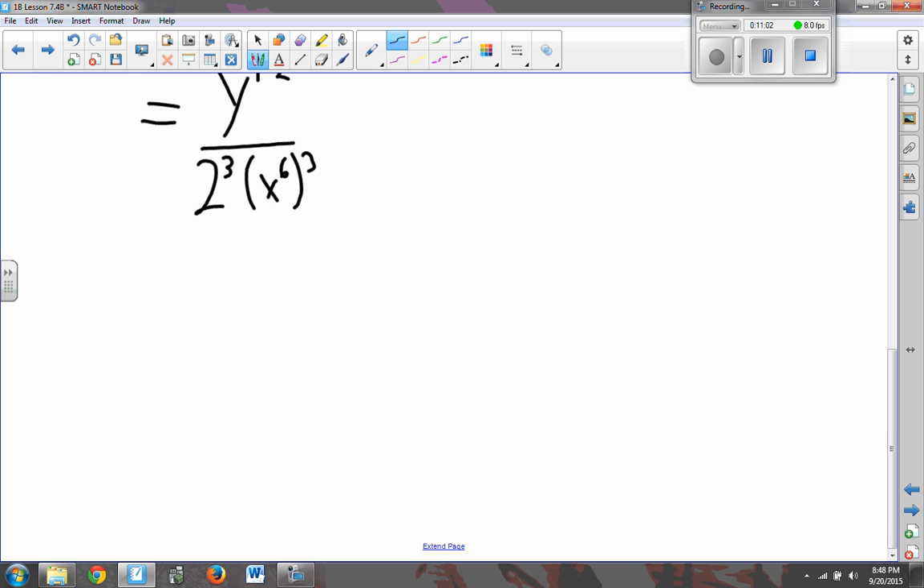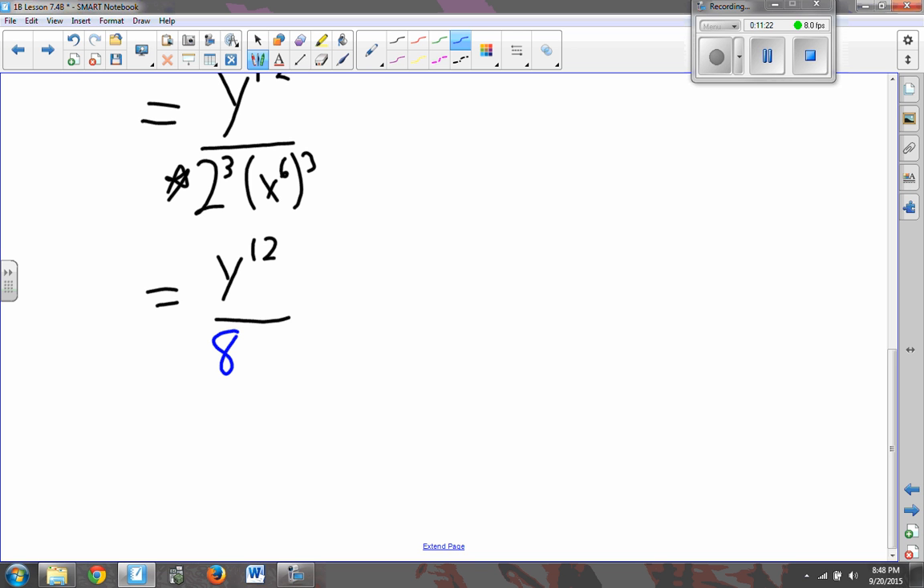And then last step here to finally just simplify this all down. I still have y to the 12th on the top. That didn't change at all. But now I know right here that 2 to the third is just 8. So I'm going to say that's 8.